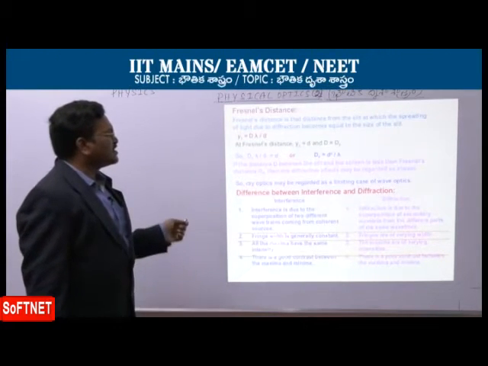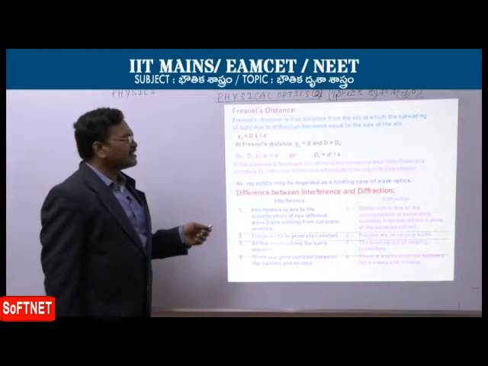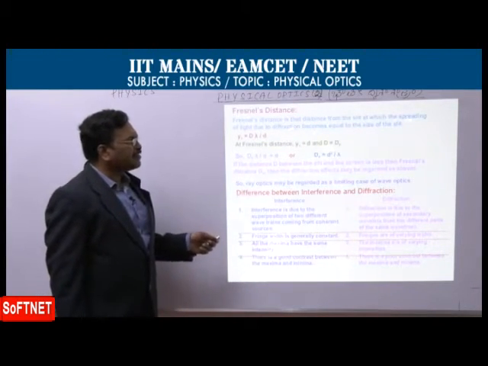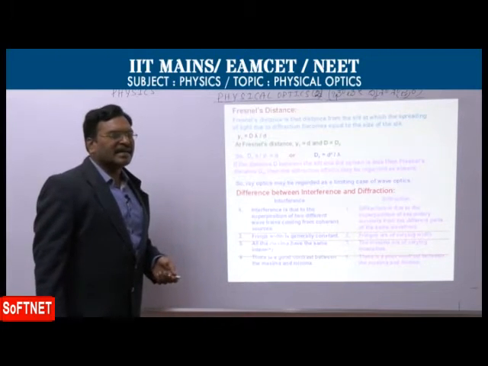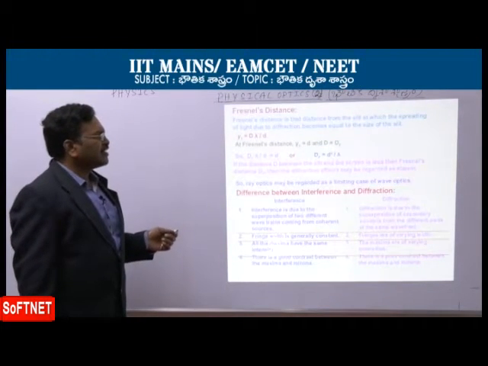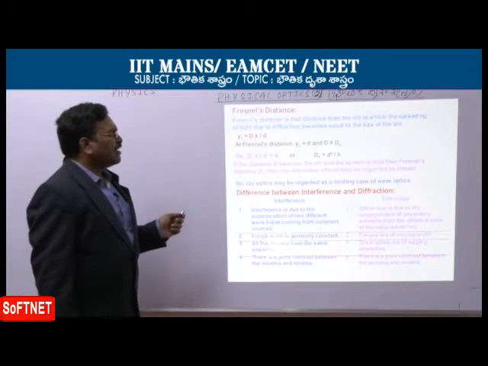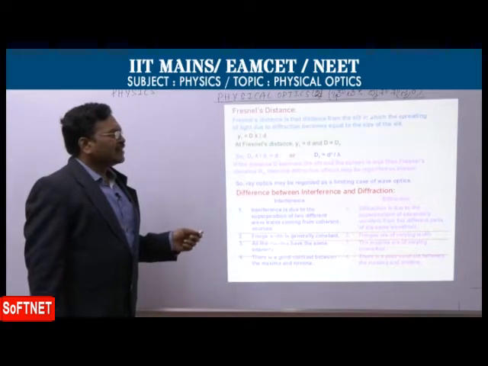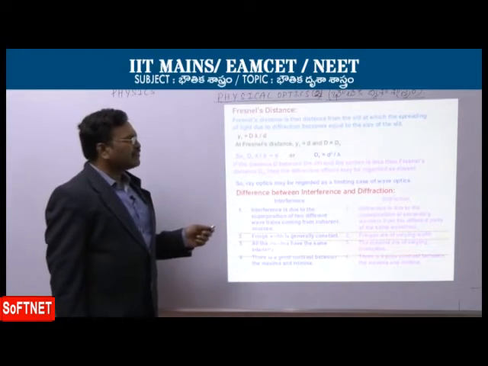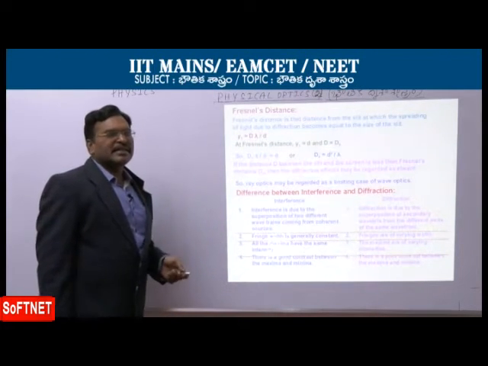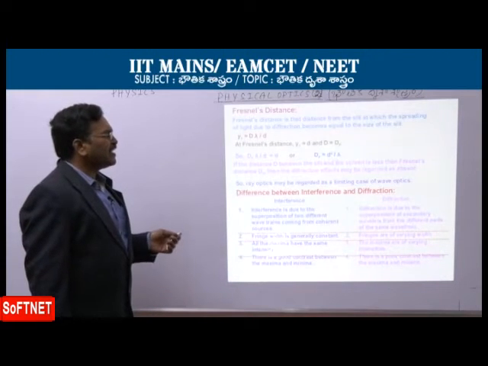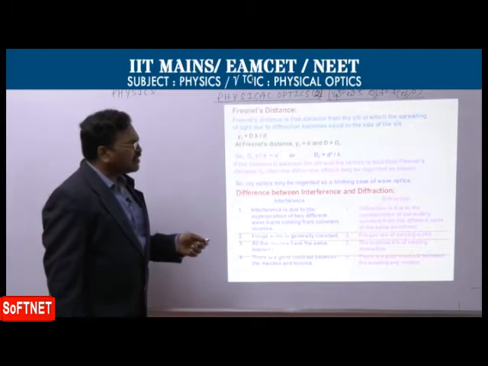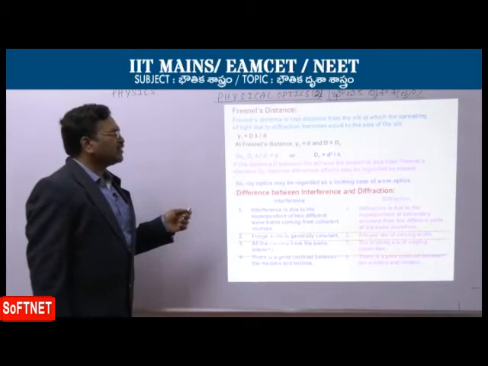Now we have the Fresnel distance. Fresnel distance is the distance from the slit at which the spreading of light due to diffraction becomes equal to the size of the slit. Same like interference, here also we have slits and a screen. Spreading of light due to diffraction becomes equal to what? Size of the slit.